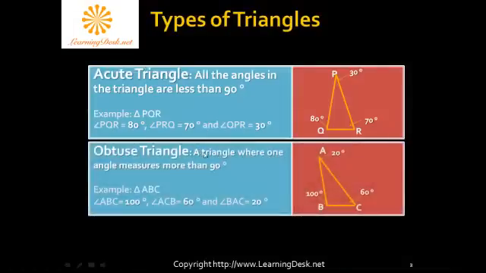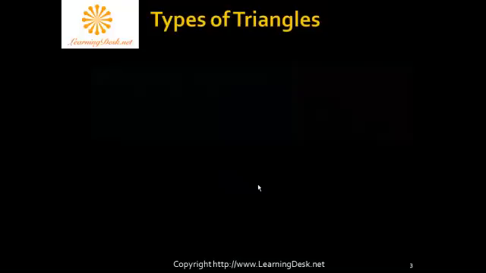Obtuse triangle, similarly, is a triangle where one of the angles is more than 90 degrees. So as you can see, this angle is 100 degrees, and hence this is known as an obtuse triangle, as one of the angles is obtuse, of more than 90. Let's look at some more.